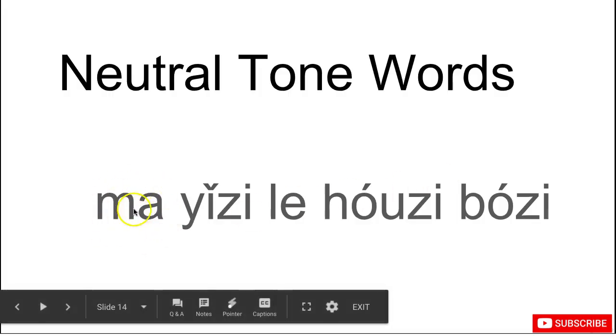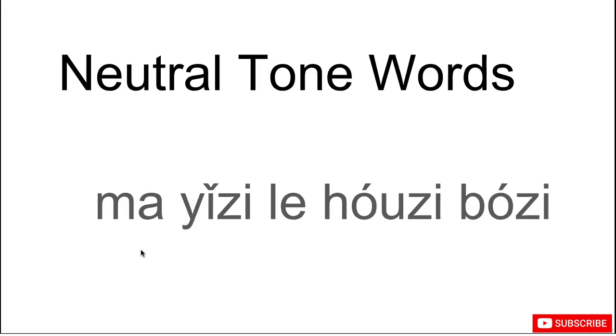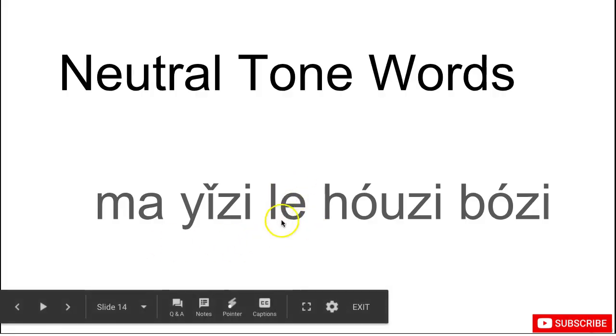So can you now pronounce what M is using the last tone, the neutral tone? Of course, you got it. The pronunciation is ma. All right. The second one, the second word we'll be looking at is LE, which is le.